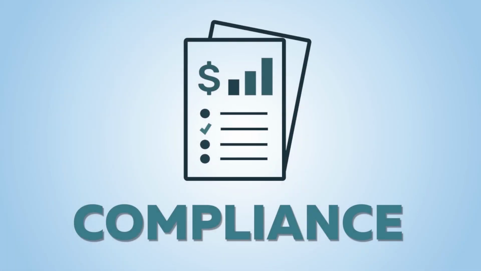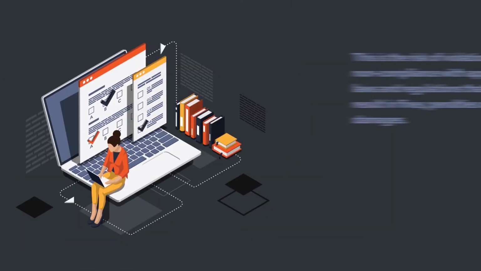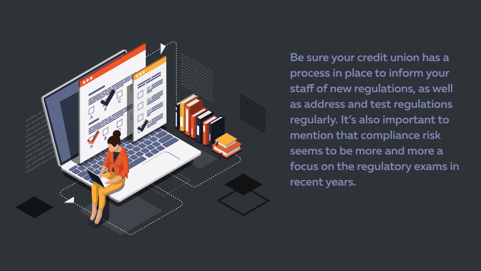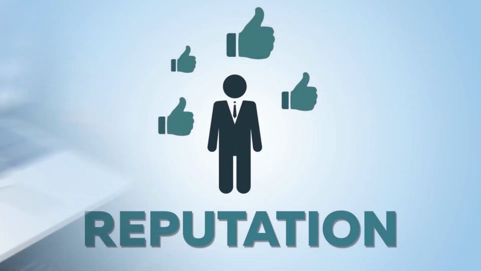Next, we have compliance risk. This is the risk of violation or noncompliance with applicable laws and regulations that may result in fines, penalties, or damages. Be sure your credit union has a process in place to inform your staff of new regulations, as well as address and test regulations regularly. It's also important to mention that compliance risk seems to be more and more of a focus on regulatory exams in recent years. The seventh and final area of risk is reputation risk.